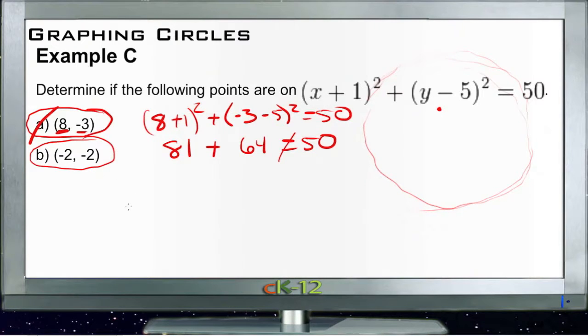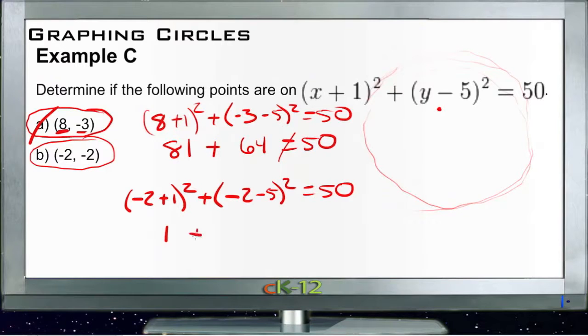Now we can try B. We'll have negative 2 for x, (negative 2 plus 1) squared, plus negative 2 for y, (negative 2 minus 5) squared equals 50. So we have negative 2 plus 1, that's negative 1, squared would be 1, plus negative 2 minus 5, that's negative 7, squared would be positive 49, equals 50. And yeah, 1 plus 49 is 50, so B is indeed on that circle, that point (negative 2, negative 2).